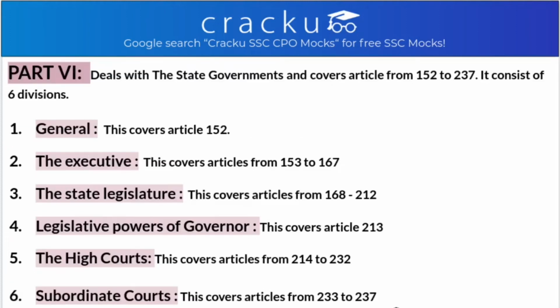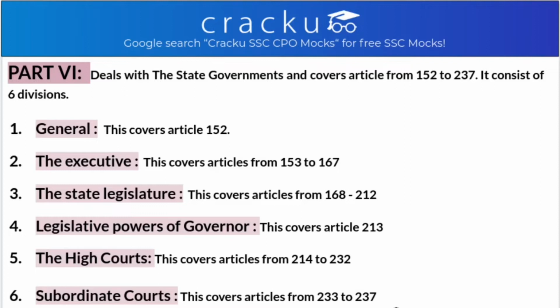So after this comes Part 6. What is Part 6? Part 6 deals with the State Government and it covers the articles from 152 to 237. And it has 6 divisions. The first is general information, which is under Article 152. The executive is from Article 153 to 167.